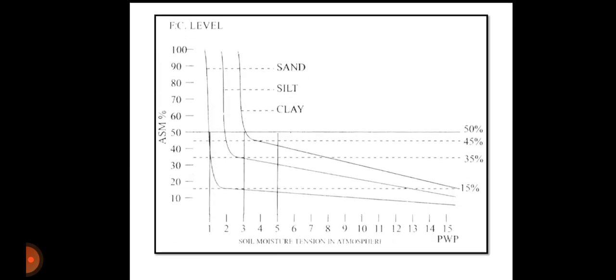In that figure, we show the soil moisture tension in atmospheres and the available soil moisture in percentage. These three lines indicate: the first line sand soil, the middle line silt soil, and then clay soil. It shows the fluctuation of water losses. As water loss increases, soil moisture tension increases and the availability of soil moisture goes down.